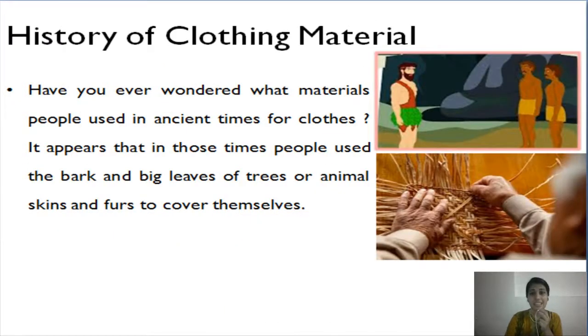Next topic is history of clothing material. Have you ever wondered what materials people used in ancient times for clothes? What types of clothes they were wearing? It appears that in those times people used the bark and big leaves of trees or animal skins and furs to cover themselves. See this first figure. They were using the bark, leaves or the animal skin to cover their body.